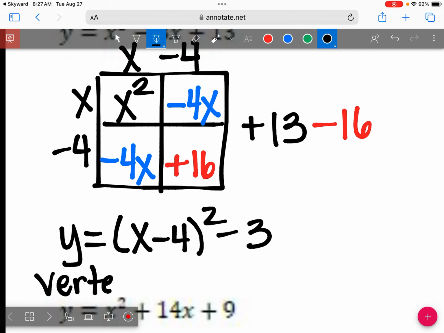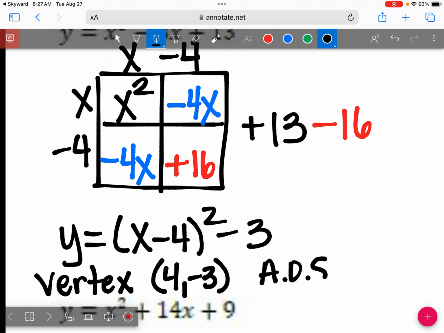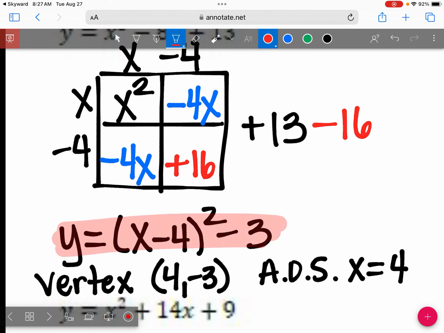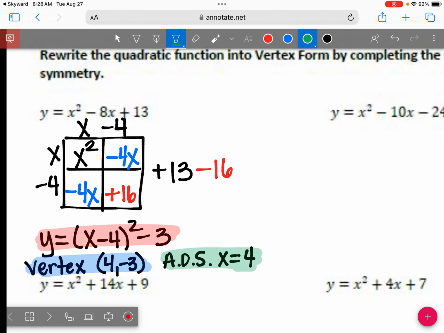So the vertex, remember, opposite. So it's not negative 4. We have to flip it. It's going to be a positive 4, negative 3. And the axis of symmetry is x equals 4. And that would be your answer. This is your equation. This is where your vertex is. And this is your axis of symmetry. So we're going to practice this 3 more times, and we are done for today.